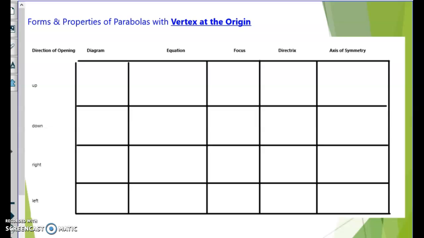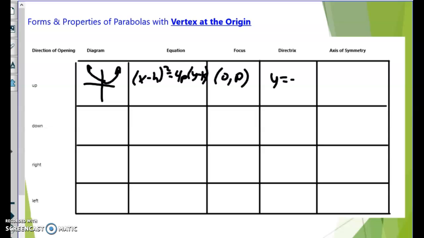so let's talk about some of these, because there are lots of ways we can do this. If I have an upward facing parabola, our equation is going to look like (x minus h) squared equals 4p(y minus k), where the focus is at (0, p), your directrix is at y equals negative p, and your axis of symmetry is at x equals h, the x value of the vertex.